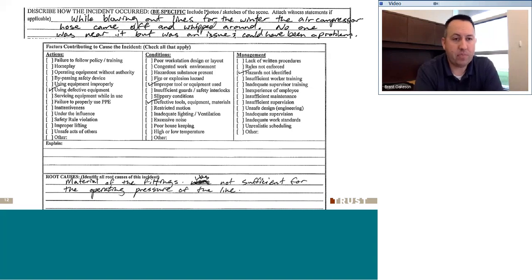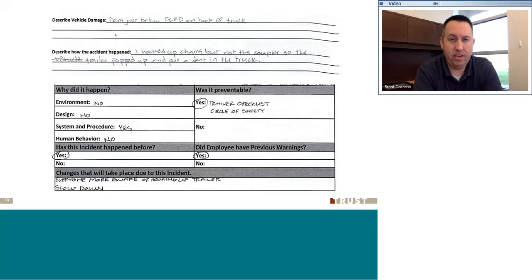Okay. And here's the last one here. We had a vehicle. This is some vehicle damage. There was a truck where they had a dent on the tailgate, and it says in the second line below, "I hooked up the chains, but not the coupler." And so the trailer popped up and put a dent in the truck. And so we know that the trailer coupler was not attached to that ball and that hitch there, and it popped up and caused the damage on the tailgate.